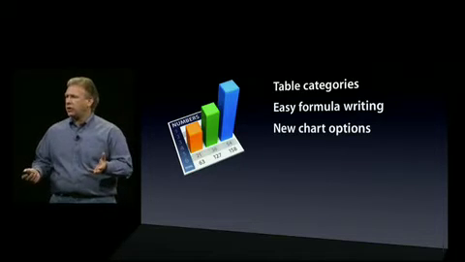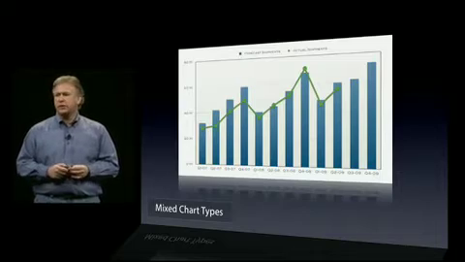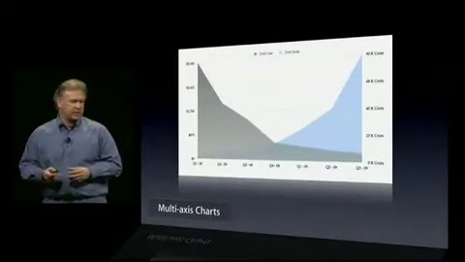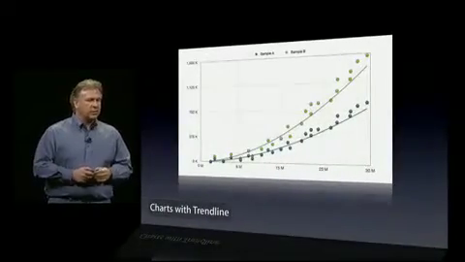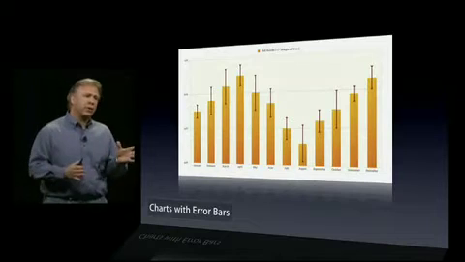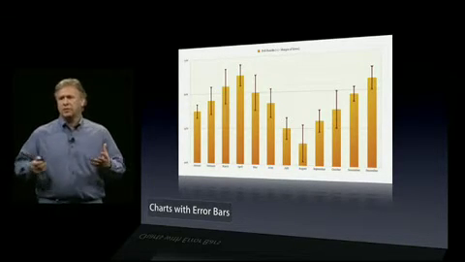There are some advanced chart options. We had a lot of interest in more features in charting. So we have mixed chart types. We have charts with multiple axes. We have trend lines and error bars. So these things have been really important to people doing financial charts or doing scientific charts. It gives them the tools they need to do some really advanced reporting on their spreadsheets.